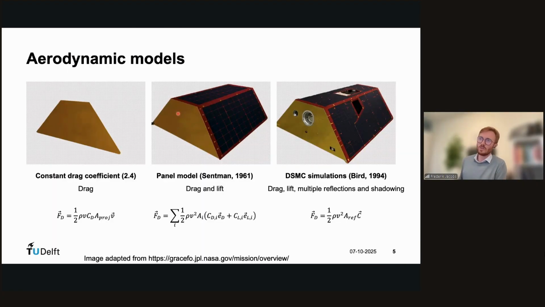To go to density and wind, we of course need an aerodynamic model. For this, we have three options, from left to right with increasing complexity. You can have a constant drag coefficient, which can only model drag in the relative wind velocity. The panel model can also predict lift, which makes it a bit more accurate. And then finally, you can do DSMC simulations, where you throw a bunch of particles onto the satellite and see what the average force is. This can take into account not only drag and lift, but also multiple reflections and shadowing of the satellite by itself.